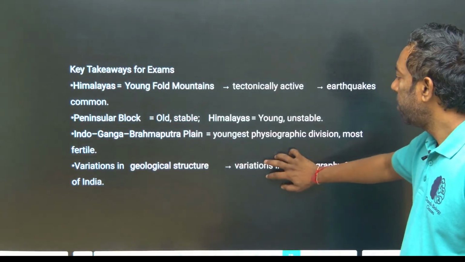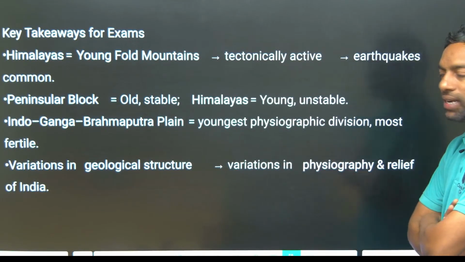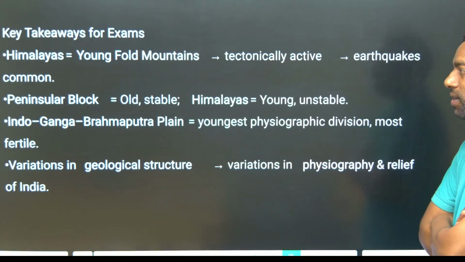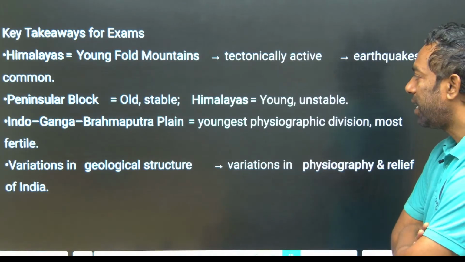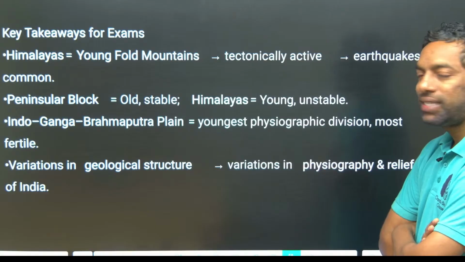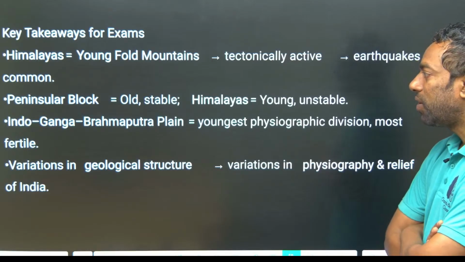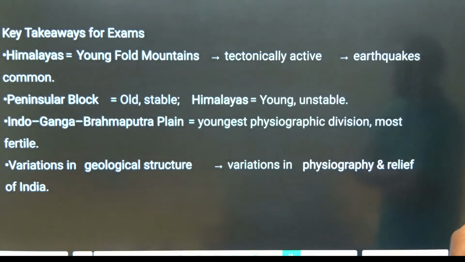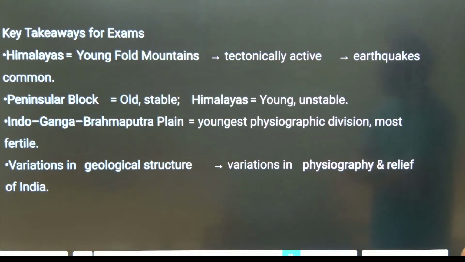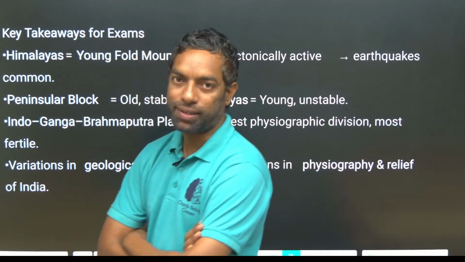The Himalayas are young folded mountains created by tectonic activity, and earthquakes are common here. The Peninsular block is old and stable, while the Himalayas are young and unstable. Old means stable, that is rigid; young means unstable, that is flexible. The Indo-Gangetic-Brahmaputra plain is the youngest physiographic division and the most fertile. There is variation in geological structures, and in physiography and relief of India. These are the key points from the exam point of view.